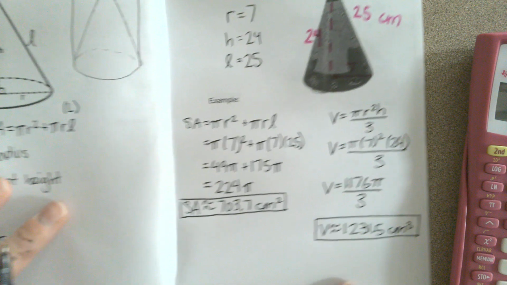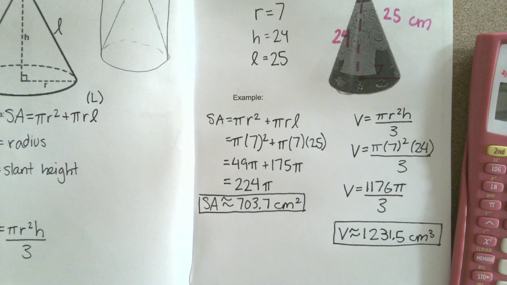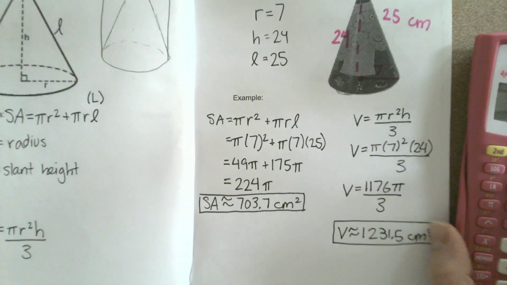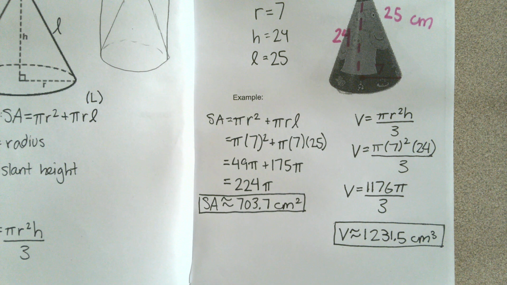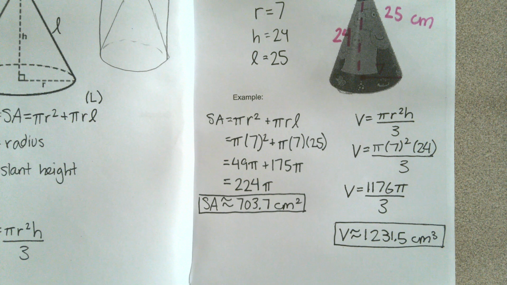And that is really all there is to it. So the cone formula is not bad at all compared to some of the others. If you have all your numbers, it's pretty straightforward. Just plug your numbers in, and with a calculator, you're able to find your answers.